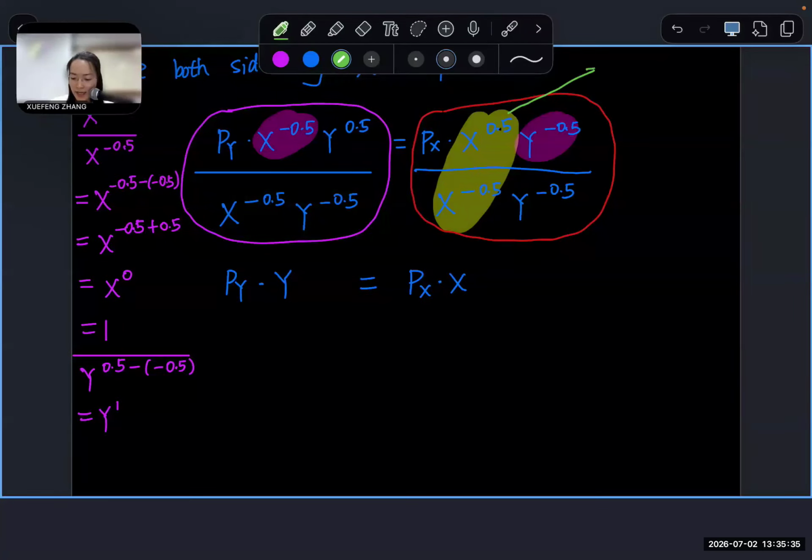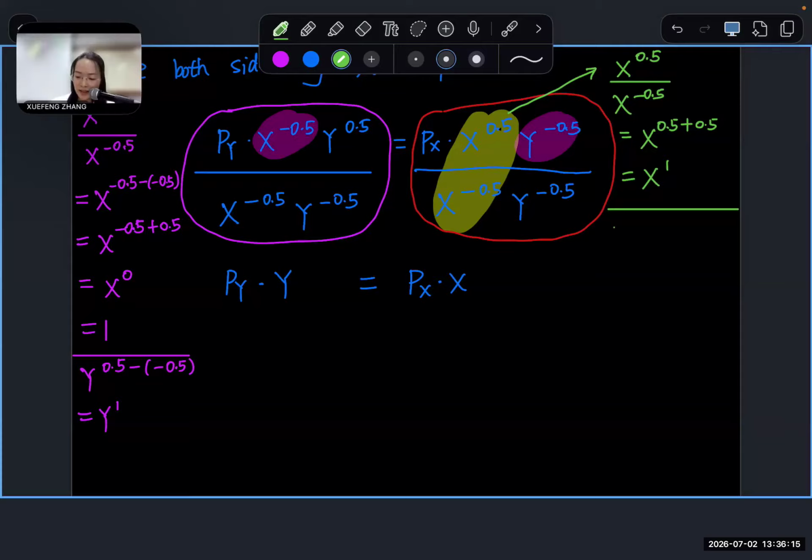Okay, so x, I'm gonna write it here. X power half over x power negative half equals what? Equals x to the power of half minus negative half, which is positive. So here becomes half plus half equals x power 1. X power 1 means itself. Okay. Next part, y.